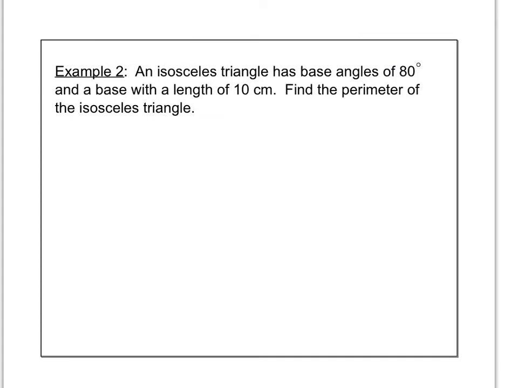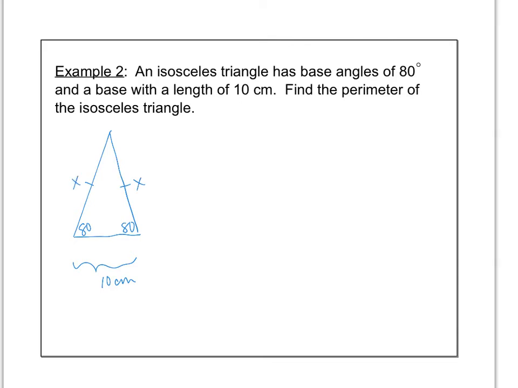Example 2. An isosceles triangle has base angles of 80 degrees and a base with length 10. All right, so let's draw this again. Isosceles triangle means two equal sides. Base angles of 80 degrees means these two down here would be 80. This would be 10 centimeters. Find the perimeter of the isosceles triangle. So in other words, I'm going to have to try to find the length of these two sides. Now granted, they will be the same length.